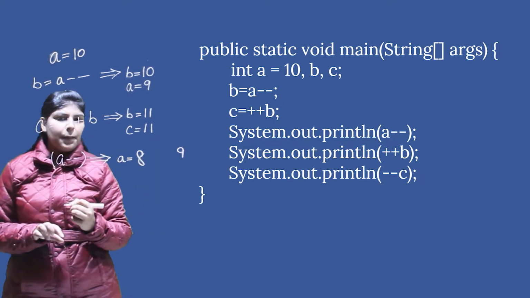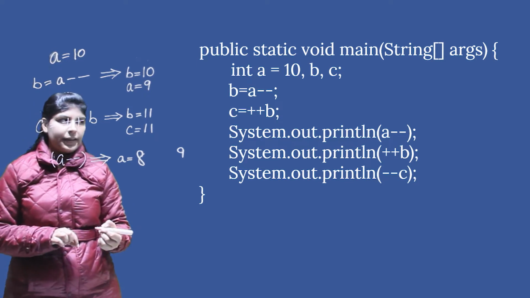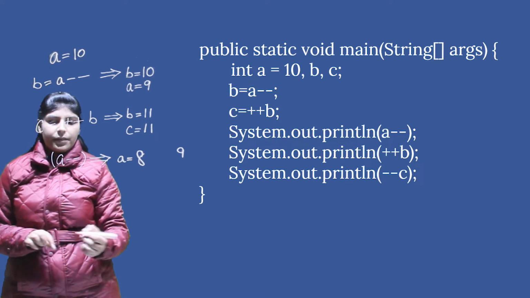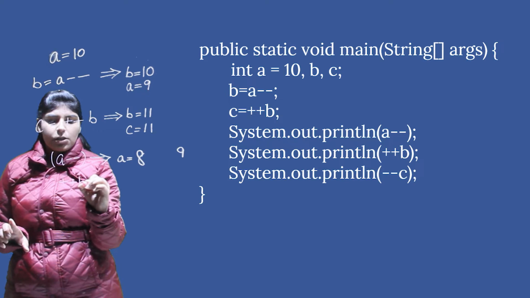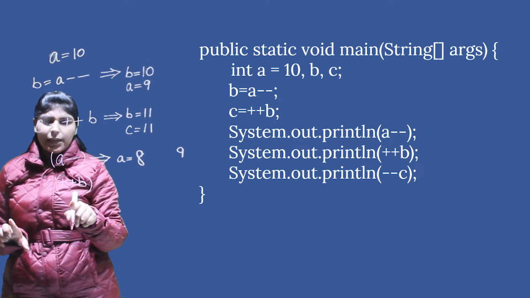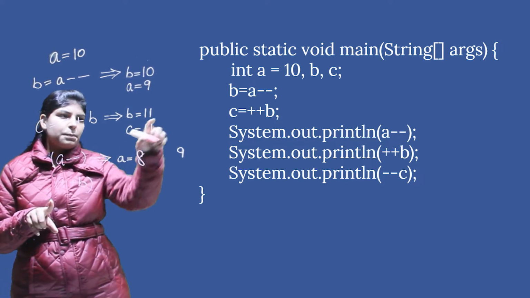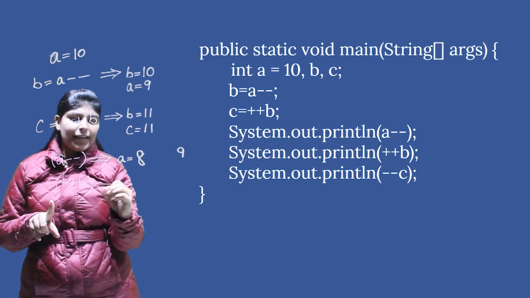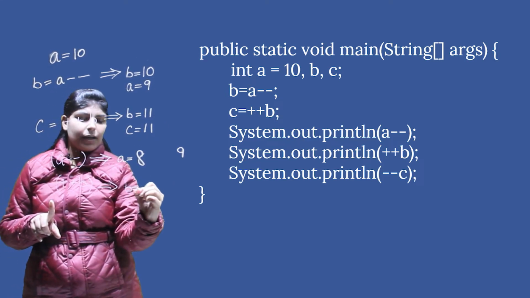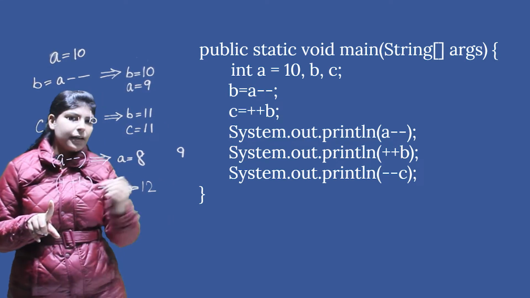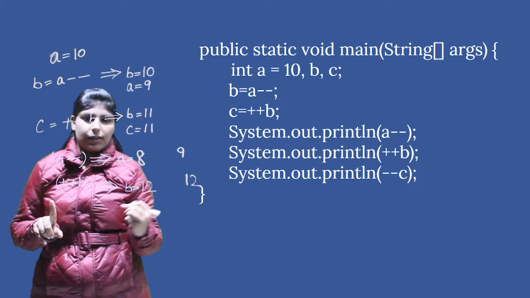In the next line I'm printing System.out.println(++b). This is a prefix operator. So first I'll increment the value of b and then I'll print it. The b value is 11, so first I'll increment the value of b. So b will become 12. Then I'll print 12 on the output screen.